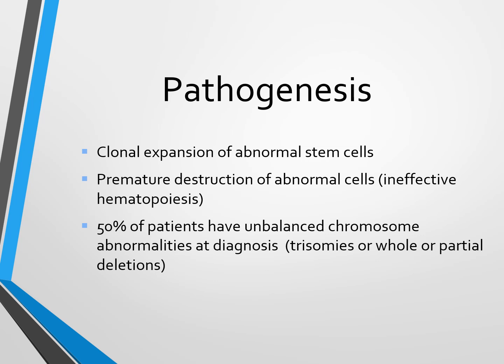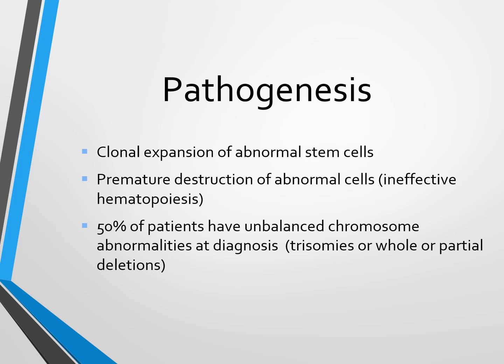So again, we did talk a little bit about that clonal expansion of abnormal stem cells. And again, we have those divergent clones where they will then clone themselves, and then it becomes a series of generational divergent clones. So while they are not going to be developmentally the same, they will be clonally related. So they're going to be related to the same cell line. We are also going to have that ineffective hematopoiesis, but also premature destruction of abnormal cells.